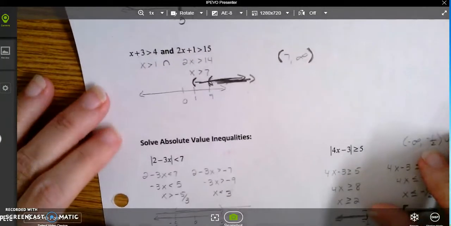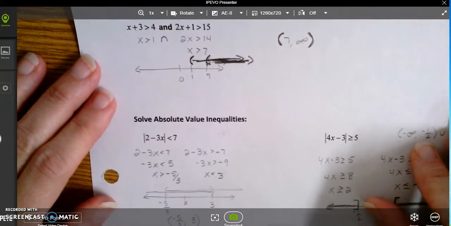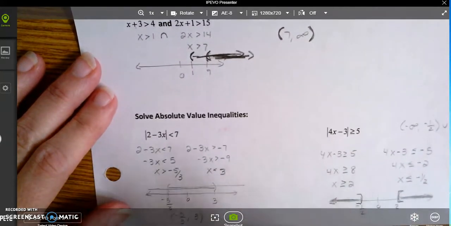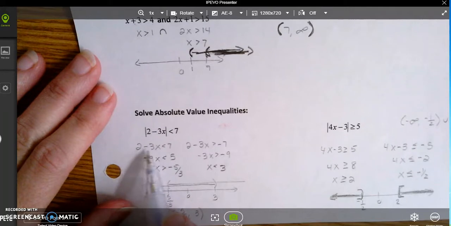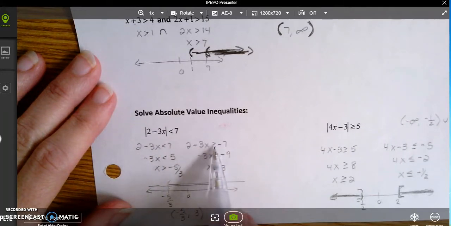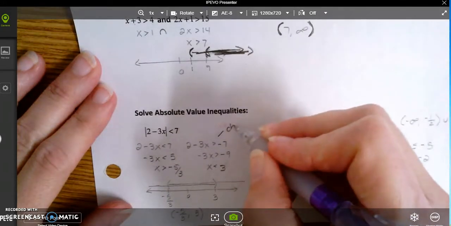All right, and then we have absolute value problems. So just like before, we're going to have to do positives and negatives. So we do the 2x minus 3 is less than 7, and 2x minus 3 is greater than negative 7. So you have to change the direction of the arrow.